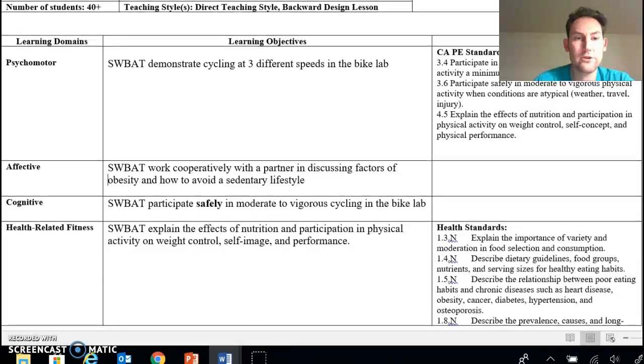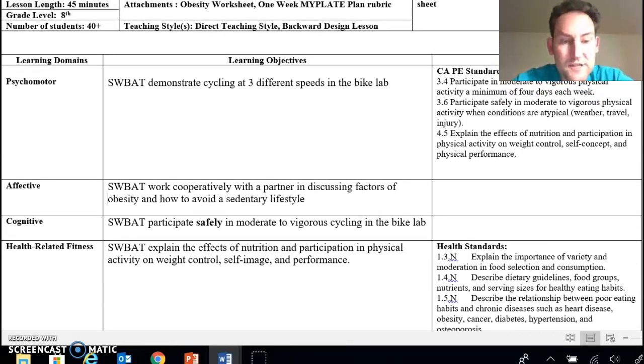So I have the three learning domains: psychomotor, affective, and cognitive. Even though we're working on nutrition, I still want the students being physically active, cycling in the bike lab, using three different speeds: slow, medium, and somewhat hard. I always want them to be under control and safe to avoid injuries.